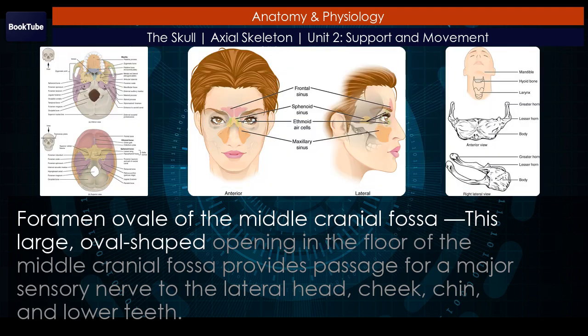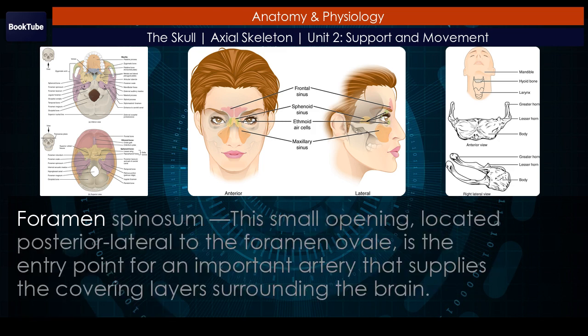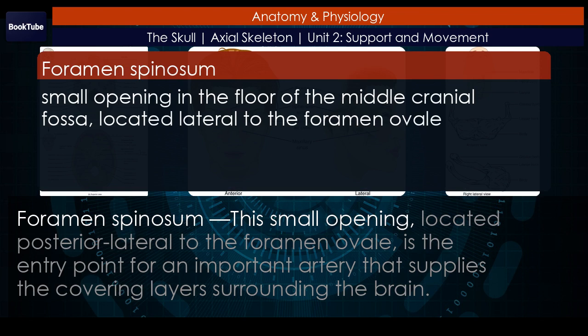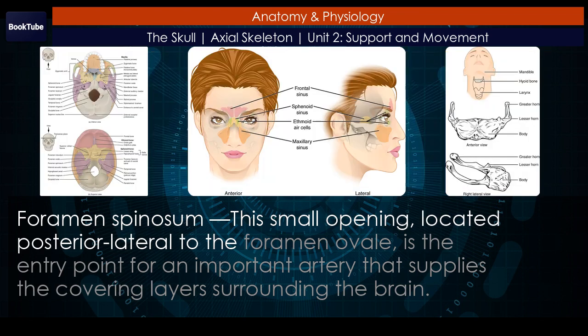This large, oval-shaped opening in the floor of the middle cranial fossa provides passage for a major sensory nerve to the lateral head, cheek, chin, and lower teeth. Foramen spinosum. This small opening, located posterior lateral to the foramen ovale, is the entry point for an important artery that supplies the covering layers surrounding the brain.